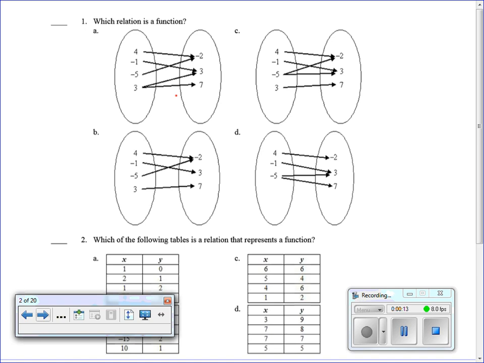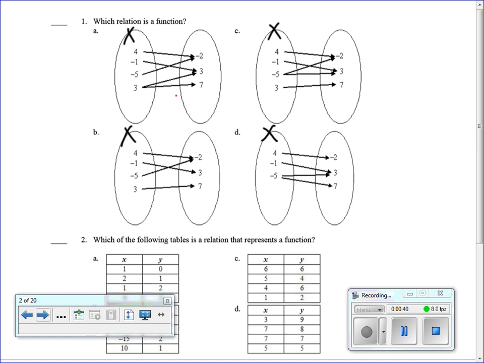In a mapping diagram, to determine if it's a function, we want to look at the first column, this first bubble. This is your x bubble. These are where your inputs are located. And we want to see, do we have more than one arrow coming off of an x? Do we have more than one arrow coming off of an input? Because that would mean that it is being paired with 2 or more y values. And in a function, that can't be the case.